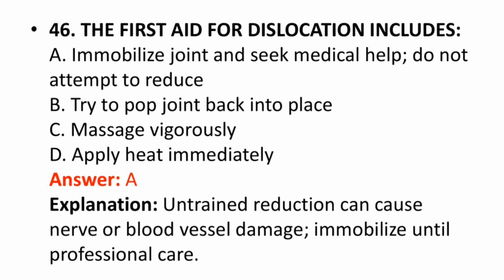In case of dislocation, the first aid includes option A, immobilize joint and seek medical help. Do not attempt to reduce. Option B, try to pop joint back into place. Option C, massage vigorously. Option D, apply heat immediately. The correct answer is option A. Untrained reduction can cause nerve or blood vessel damage. Immobilize until professional care.